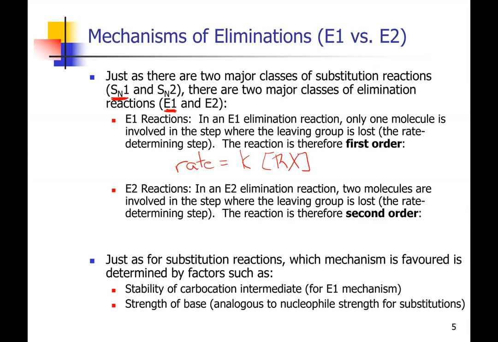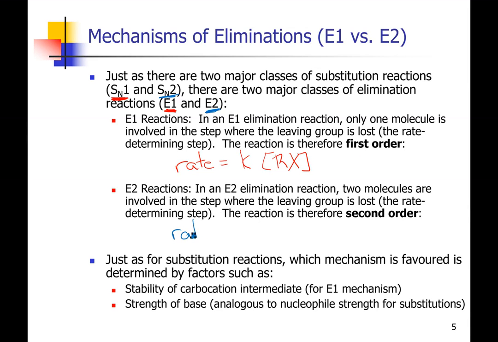Similarly, in my second example, you saw that the base attacked the substrate directly, kicking out the leaving group directly, so those 2 molecules had to collide in the rate determining step of the reaction. So that is an E2 reaction. E for elimination, 2 for 2 molecules colliding in the rate determining step, analogous to an SN2 reaction. And just as an SN2 reaction is second order, an E2 reaction is also second order.